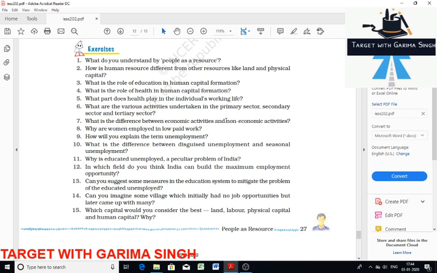Next is, why are women employed in low paid work? Education and skill are the measured determinants of the earning of any individual in the market. Due to gender discrimination, women are generally denied the education and the necessary skill to become worthy contributors to the national income. As a result, a majority of the women have meager education and low skill formation. This is one of the reasons why they get paid less than men.